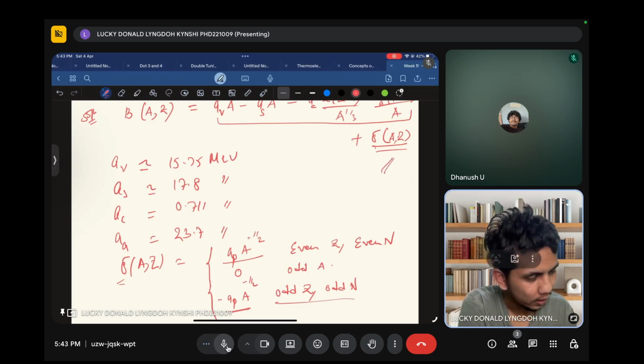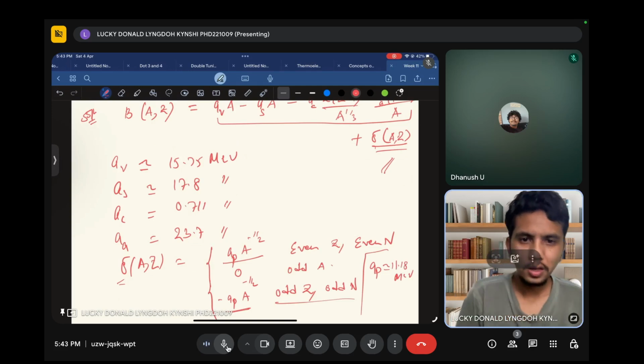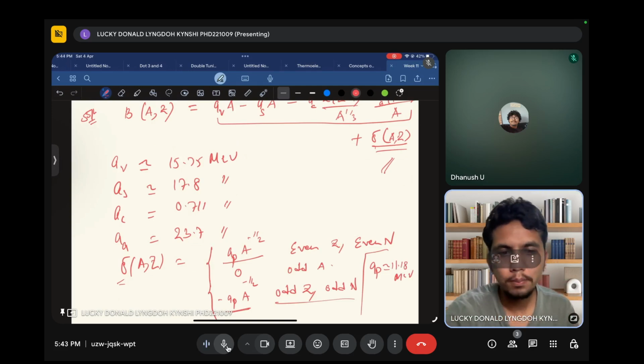Now AP is approximately 11.18 MeV. So all the constant terms are provided. You just need to substitute and put the value of A.